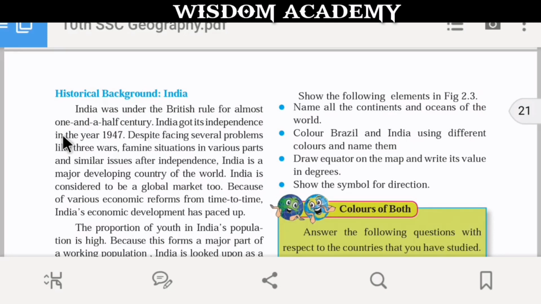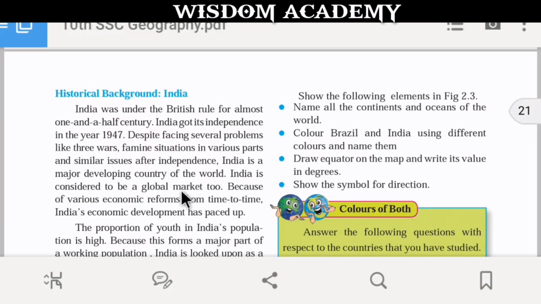India got independence in the year 1947 despite facing several problems after 3 wars, famine situation in various parts of the country and similar issues after independence. India is a major developing country in the world. So we have seen India has fought 3 wars. 1965 का war हुआ, 1962 का war हुआ, again 1971 में war हुआ. There was famine situation in India, जब भी खाने की बहुत कमी थी. But still we are among the developing countries. Still we are one of the most developing countries in the world. India is considered as a global market too.